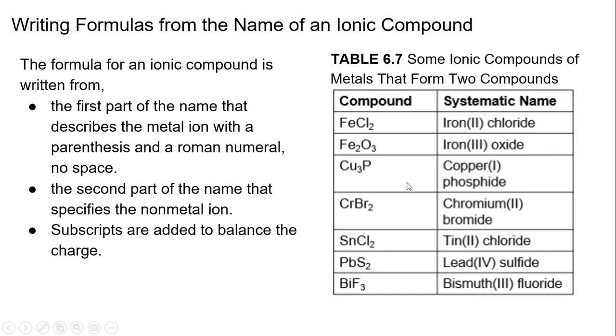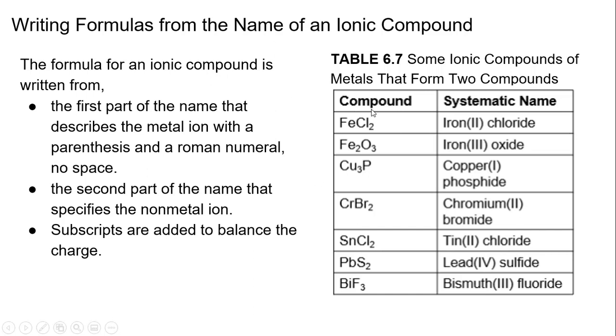All right. So here is writing formulas from the name. So we're going to go the opposite way. The formula for an ionic compound is written from the first part of the name that describes the metal ion with the parentheses and Roman numeral, no space. Remember, there's 3 transition metals that don't have it. We're not talking about those right now. We're talking about the ones that have this. The second part of the name specifies the nonmetal, and subscripts are added to the charge. So let's break this down if this doesn't seem like it makes sense to you.